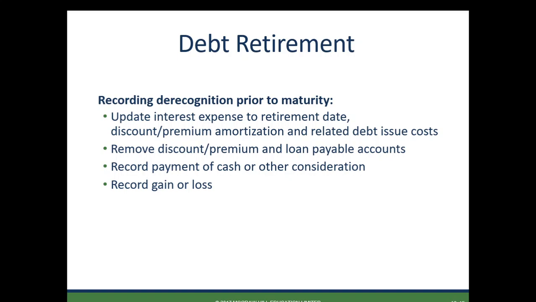So accounting for debt retirement prior to maturity involves the following. First, update interest expense to the retirement date through recording interest payable, discount or premium amortization, and the related debt issue costs. We remove the liability accounts, including the appropriate portion of the unamortized premium or discount and bond issue costs. We record the transfer of cash, other resources, or the issuance of a new debt security, and record any gain or loss that results.